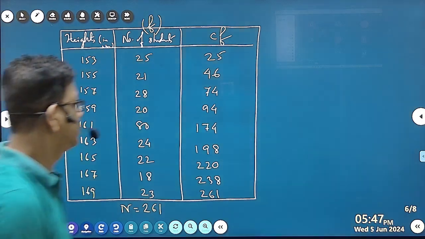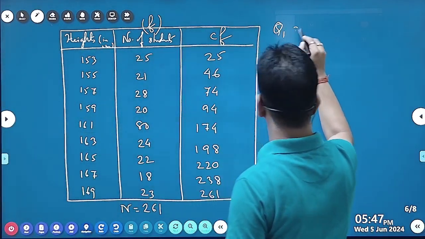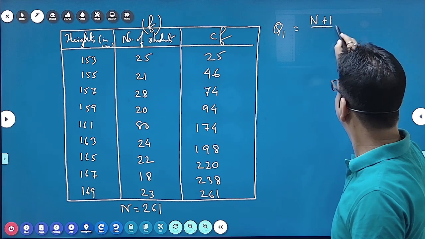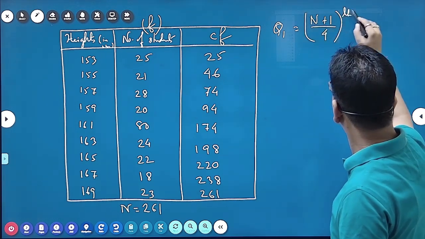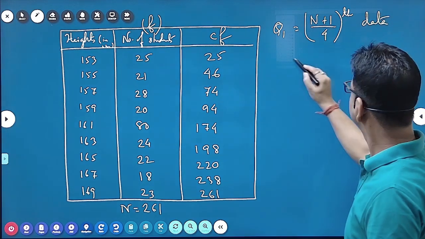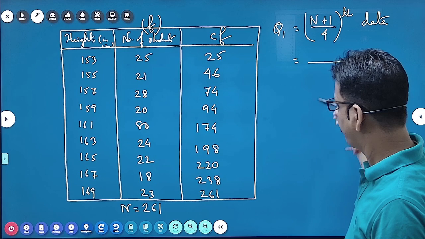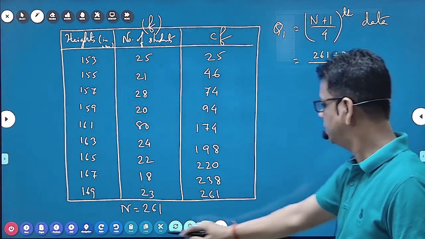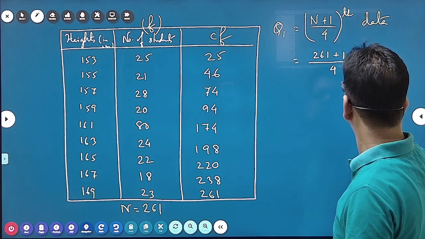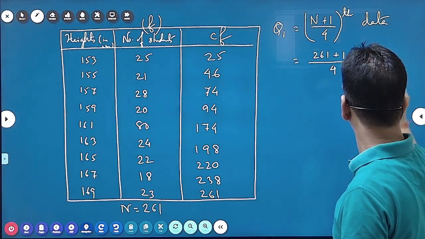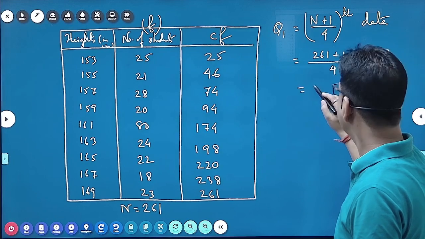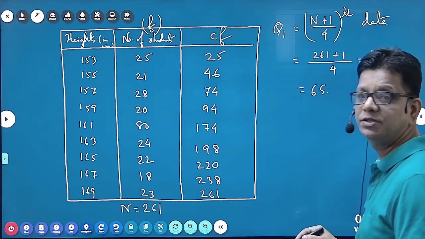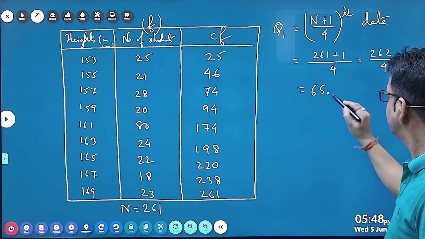Can I start? Now, let's try Q1, because Q1 and Q3 you have to get and get the required answer after that. And this is your n plus 1 by 4th data. Okay, so let us put it. How much it will be? 261 plus 1 by 4. That means 262 by 4. Is it divisible? 65 point? Check it. 65 point?